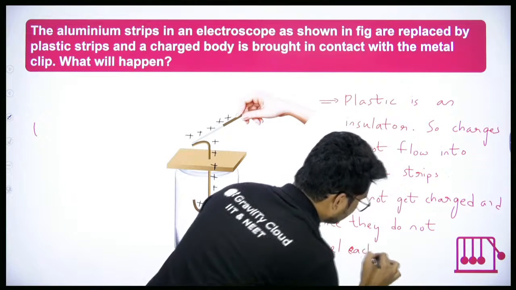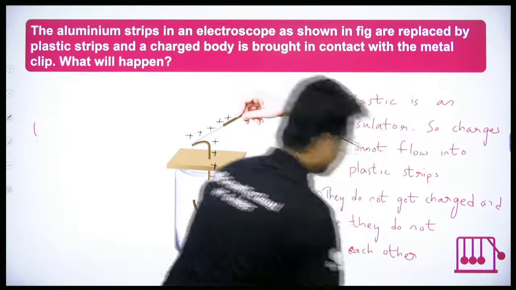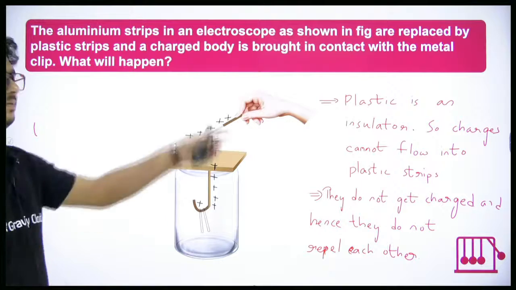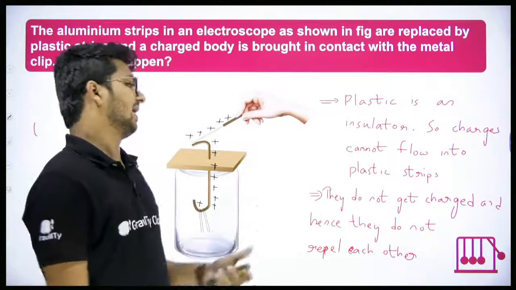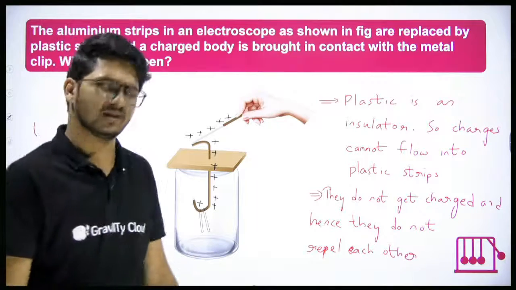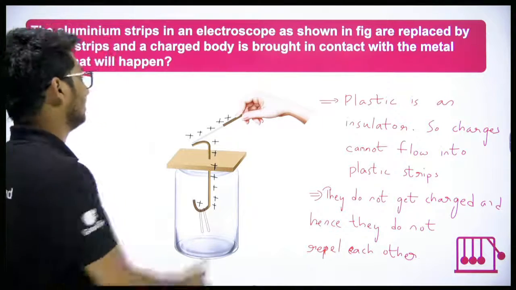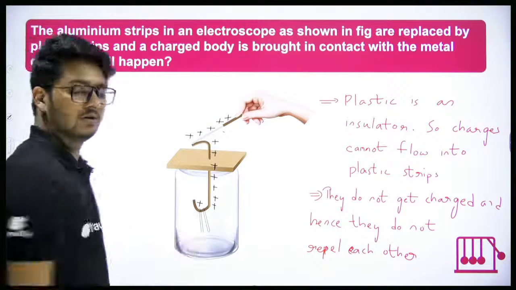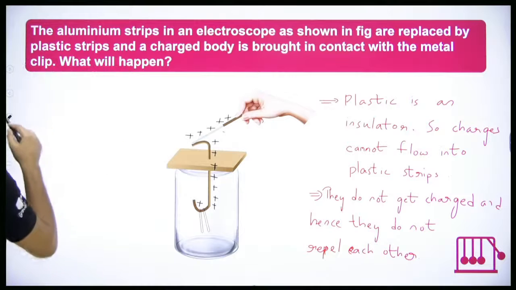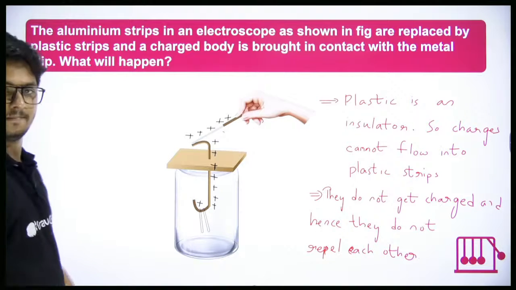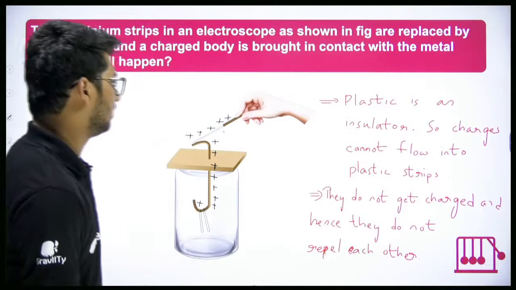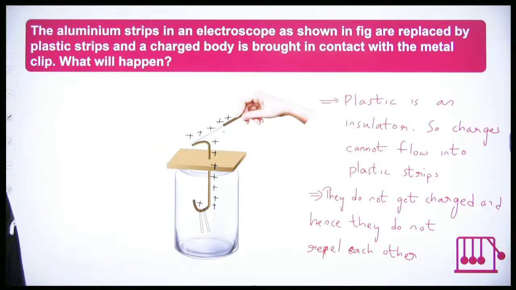Understood? Simple. Got it? Because plastic is an insulator, it cannot get charged. If it does not get charged, they don't repel each other. Simple. So we cannot detect whether the object is charged or not. Simple. Okay, so the electroscope does not work. Good.